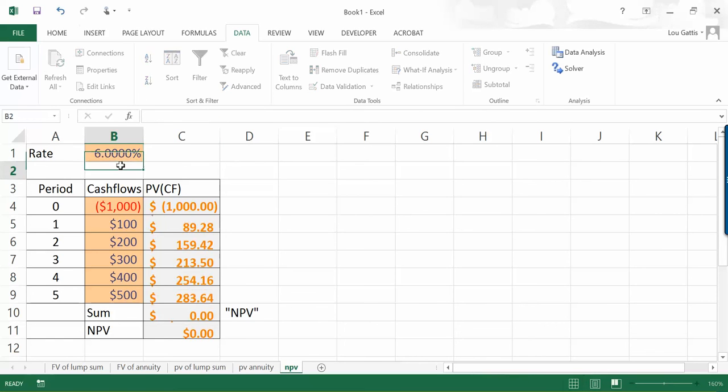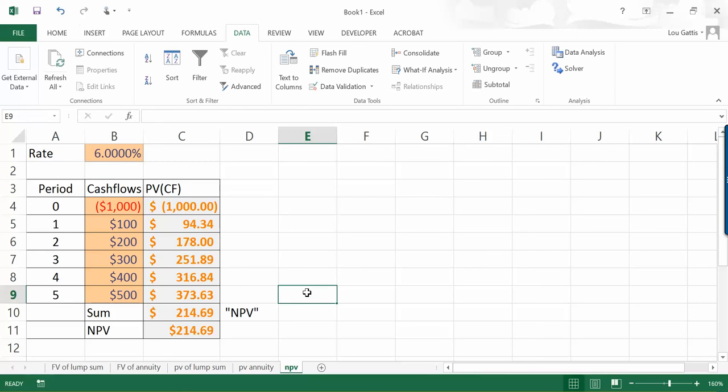Now I can change that back to my 6%. And I could have used Excel's IRR function. I could just type in equals IRR, put in the values, and there's my 12%.